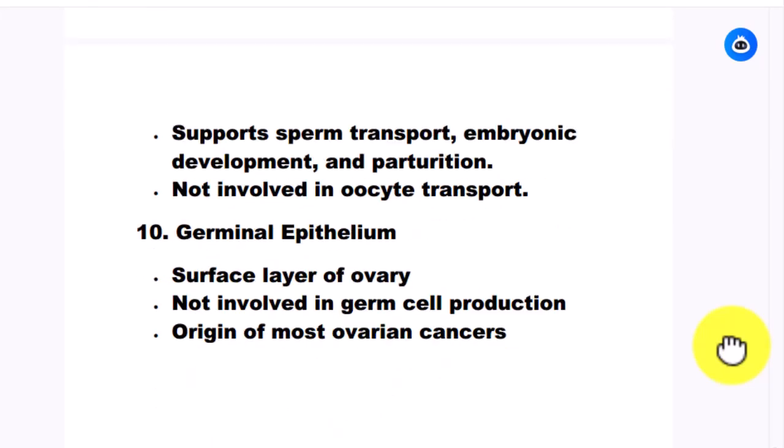Germinal epithelium: surface layer of the ovary, not involved in germ cell production. Origin of most ovarian cancers.